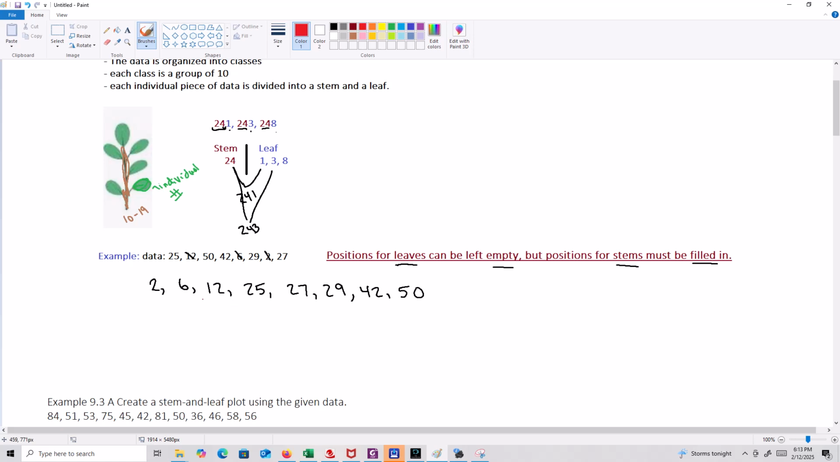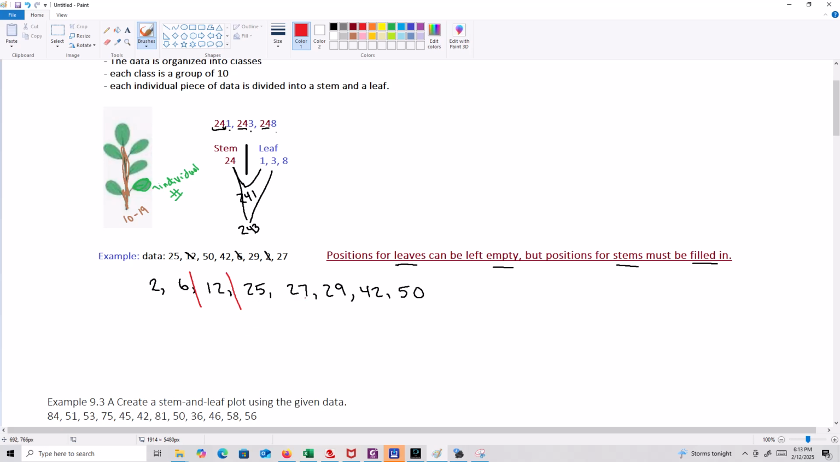So separating it by class, I'll just put a red line in between. My tens digit for the 2 and the 6 is 0. There's not a tens digit there, so that belongs to one class. 12 has a tens digit of 1, but the next number up has a tens digit of 2, so 12 goes into a class by itself.